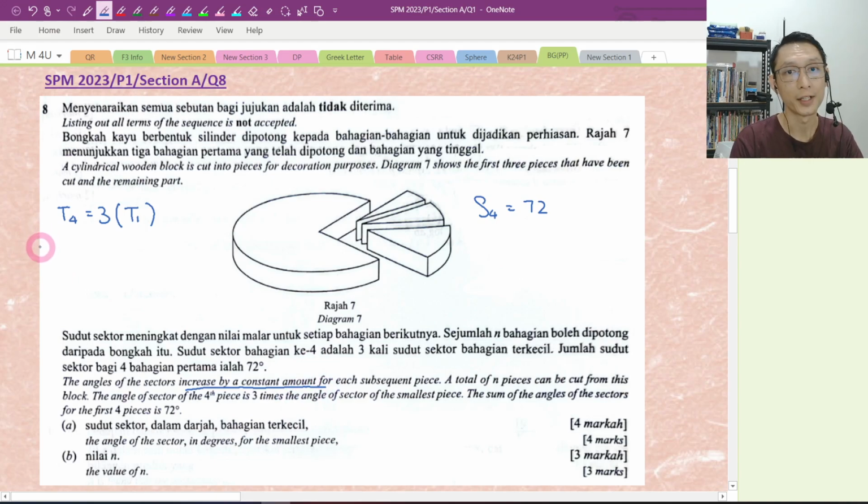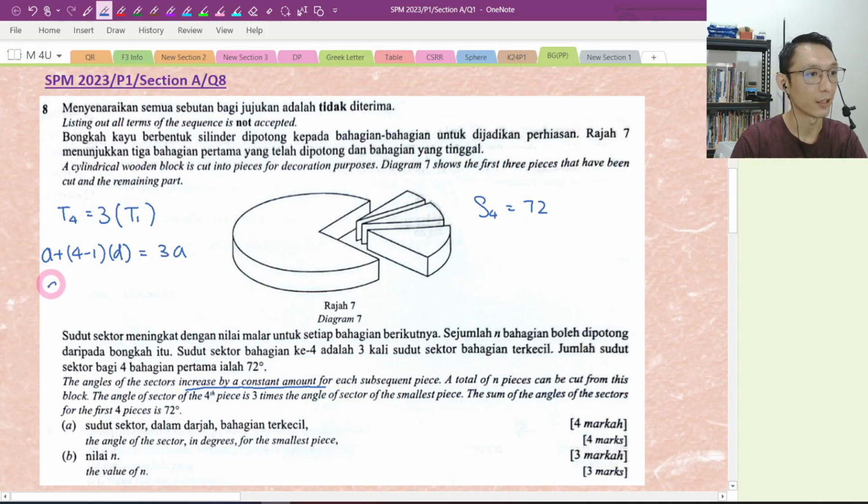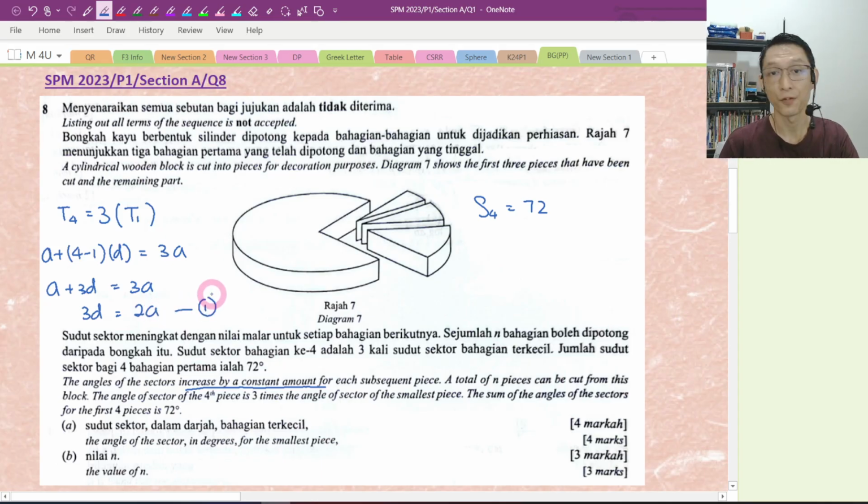For T4, remember this is increased by a constant amount, so this is an AP, arithmetic progression. So we need to use the arithmetic progression formula. T4, A plus n minus 1, which is 4 minus 1, times D, is equal to 3 times A, right? Because T1 is A. Now, A plus 3D is equal to 3A. So 3D is equal to 3A minus A, which is 2A. Okay, this is the first equation.